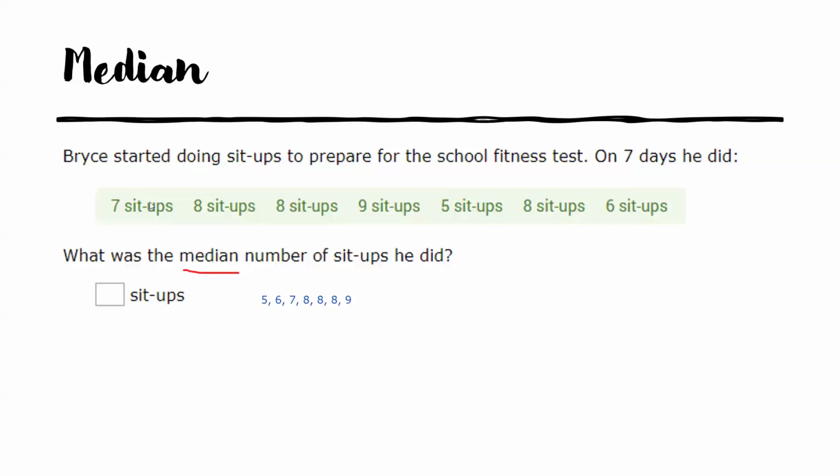All right, down here in blue, I have reordered them from least to greatest. I did take out the labels. If you want to label it, you can, but we're really just focusing on the numbers for right now. So now when we want to find that median, I typically just go on each end and start crossing things off until I reach that middle. So we'll cross one off on each side, and we'll keep going until we reach our middle. So in this case, the median number of sit-ups that Bryce did was 8.